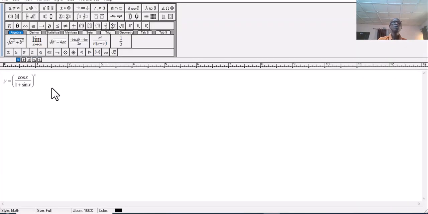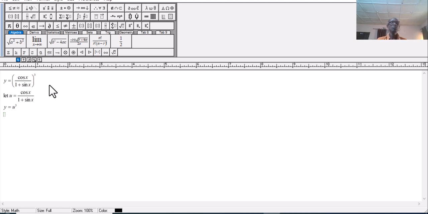Now this has division, so we can say, let u be equal to cos x all over 1 plus sin x. So that's our u. Now that means the function will now be equal to y equals u cubed.